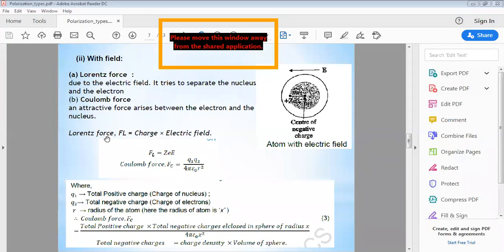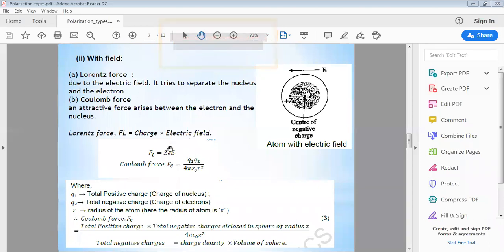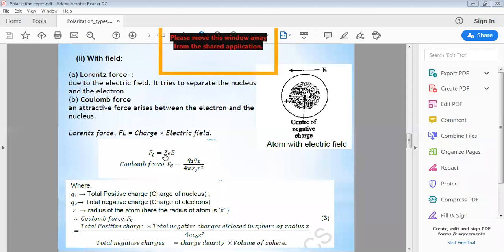Okay. So the Lorentz force is given by the charge of the electron times the applied electric field. The electric field, we know how much field we are applying, which we consider as E. The total charge of the electron is Ze. So the Lorentz force is given by Ze, the total charge of the electron, multiplied by the applied electric field.